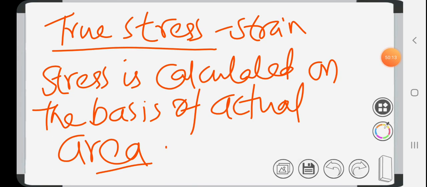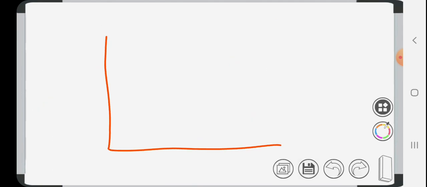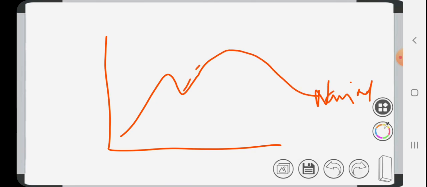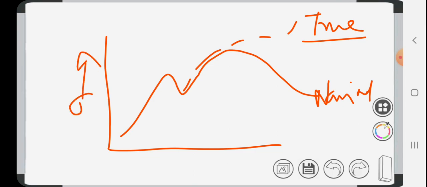So the actual area is getting reduced. In the true stress strain graph, the stress will always increase. You can see here. This is nominal. Here, true will always increase because sigma is calculated based on the actual cross section at each instant. At each instant, the actual cross section is getting reduced, so sigma always increases.